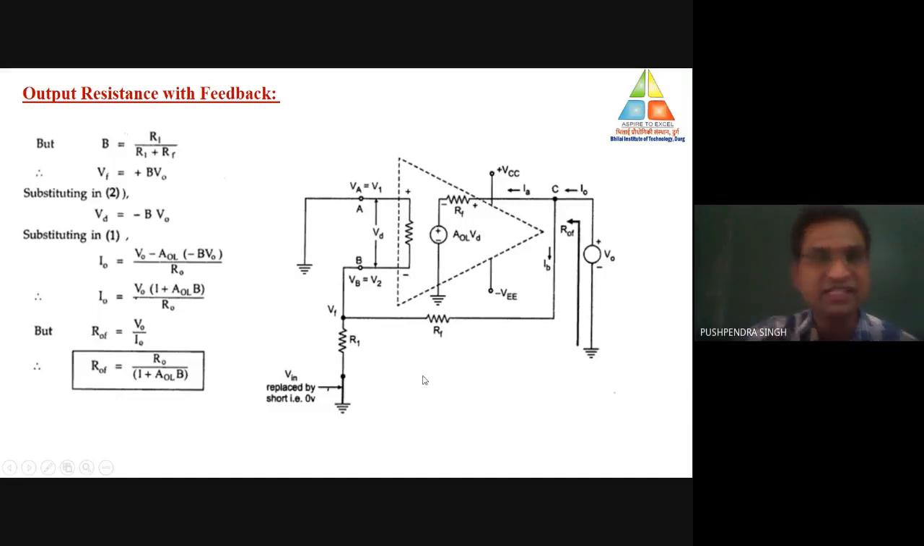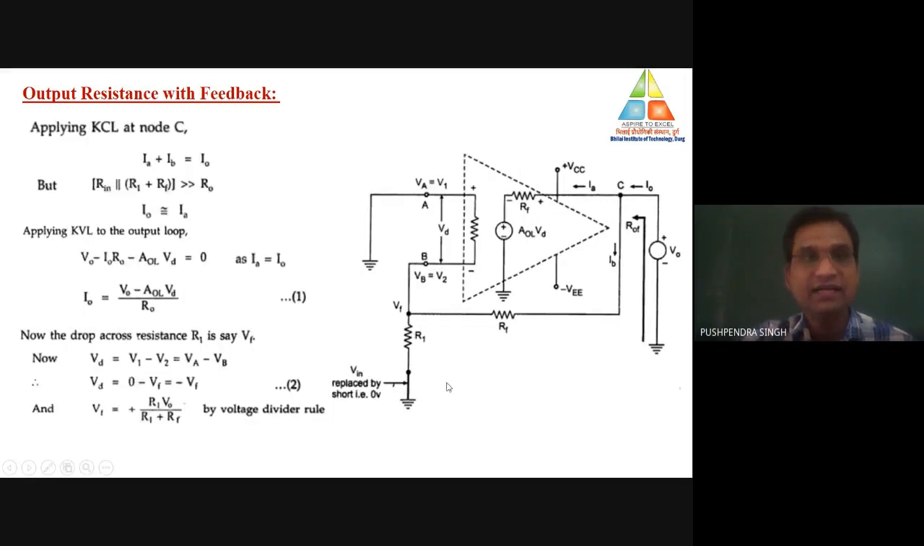So in our next lecture, we will discuss again how to calculate the value of resistance. Now I think the time is completed, so we are completing the topic at this part only. In our next lecture, we will again discuss how to calculate the value of output resistance with feedback.